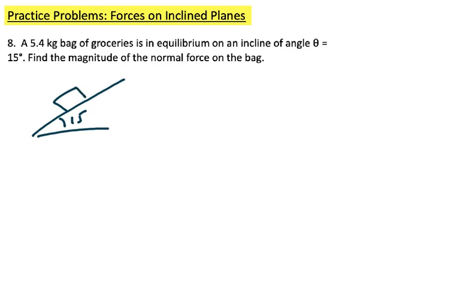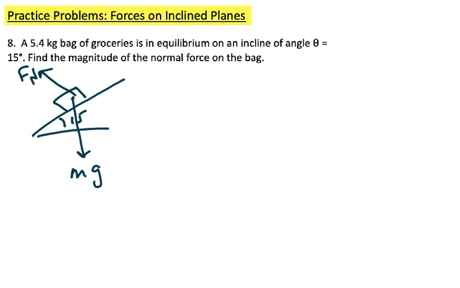So you want to draw your free body diagram. So there's mg. There's our normal force. It says it's in equilibrium, so we don't have to worry about any forces up or down the plane. Additional forces, we just have the normal force and the force due to gravity.